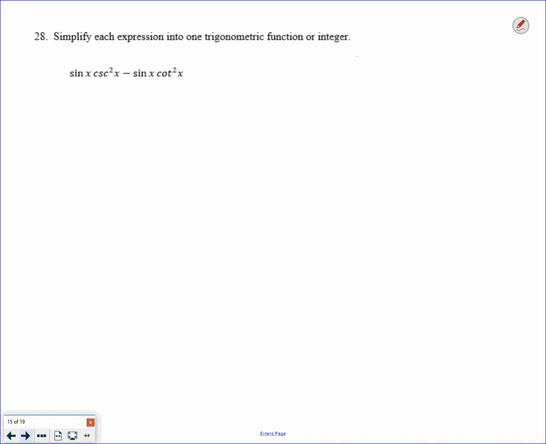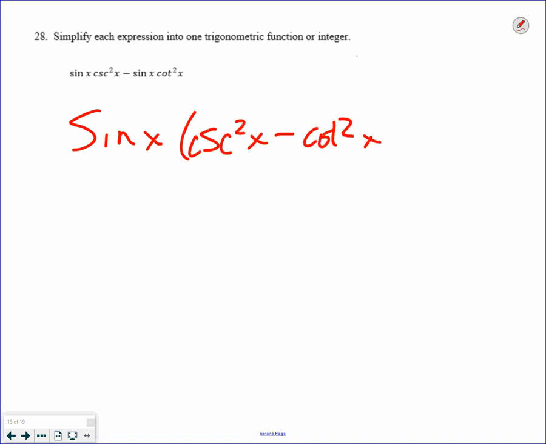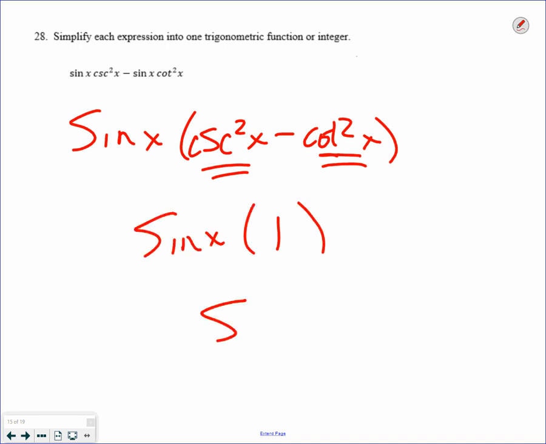Last one, is there anything I could take out of both of these? Well, they both have a GCF of sine. This is a Pythagorean identity. Cosecant squared x minus cotangent squared x is 1. And so the answer is sine x.